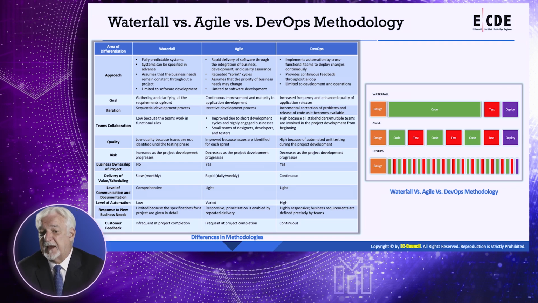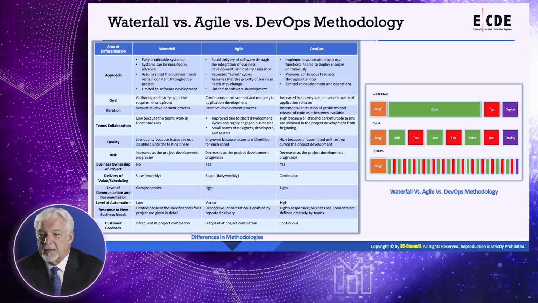Business requirements are defined precisely by those teams. Customer feedback is infrequent with waterfall, and at the end of a sprint, you get feedback on what was produced or developed. With DevOps, you have continuous capability to be able to see what's happening, what's being done, and if it's acceptable or needs changed, or if it meets your business needs.